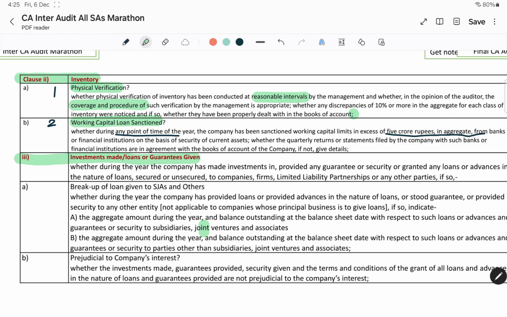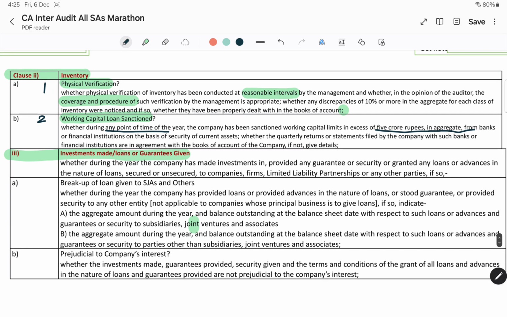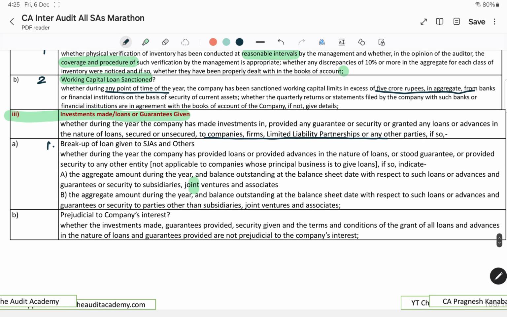The third clause in the CARO report is of investment made or loans or guarantee given. Whether during the year the company has made an investment in, provided any guarantee or security, or granted any loan or advances in the nature of loan, secured or unsecured, to companies, firm, LLP, or any other parties. If so, then the first point will be breakup of the loan given to subsidiary, joint venture, associates, and other.